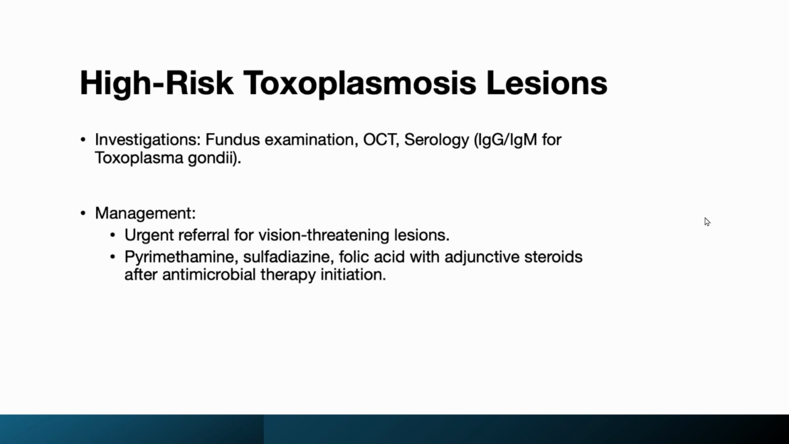Diagnosis is primarily clinical, but serology is used to check for antibodies. Treatment aims to control the active infection while minimizing inflammation-related damage. In immunocompetent patients with peripheral lesions that are not vision-threatening, treatment may not be required. However, in cases involving the macula, optic nerve, or significant inflammation, antimicrobial therapy should be initiated. Treatment consists of antiparasitic drugs, with adjunctive corticosteroids introduced after antimicrobial therapy. So, of course, urgent referral is indicated for these at-risk patients.